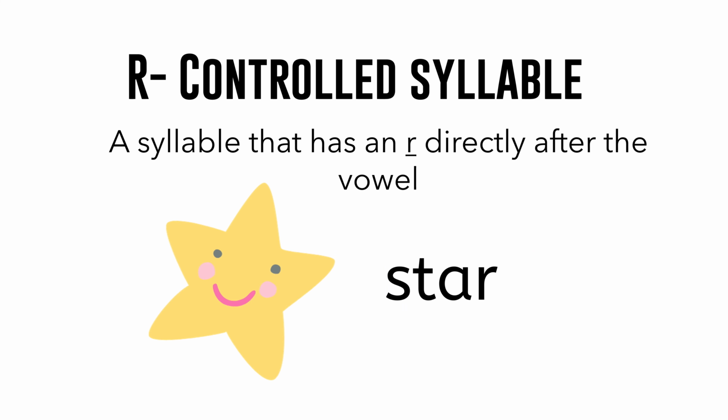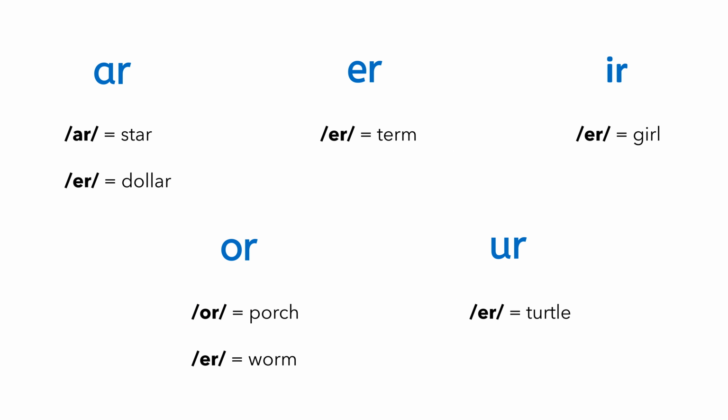The fourth syllable type that we're going to introduce is the R-controlled syllable. An R-controlled syllable is a syllable that has an R directly after the vowel, as in the word star. This syllable type is also referred to as vowel R. The vowel sound that can be made with this syllable type is pretty straightforward. As you will notice, each of these vowel R combinations can make the sound depending on how it is situated within the word. However, combination AR and combination OR can also make an additional sound.